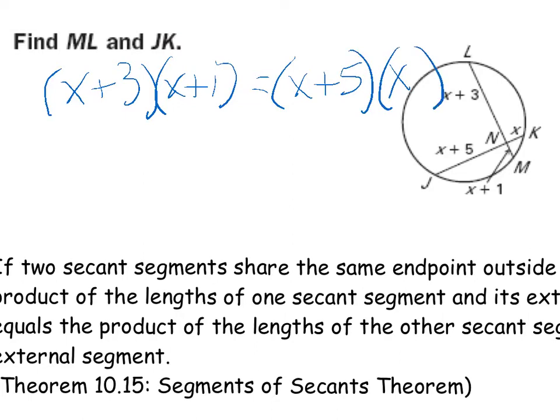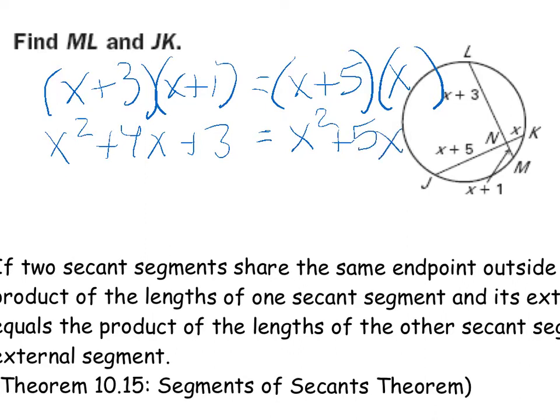All right, so we're going to FOIL these out. This gets us x squared plus 4x plus 3. And on this one I distribute, so I get x squared plus 5x. And then our x squareds cancel. I'm going to subtract 4x from both sides, so I get 3 equals x.